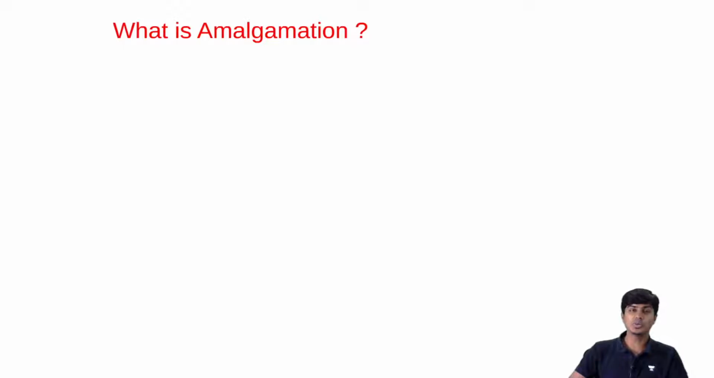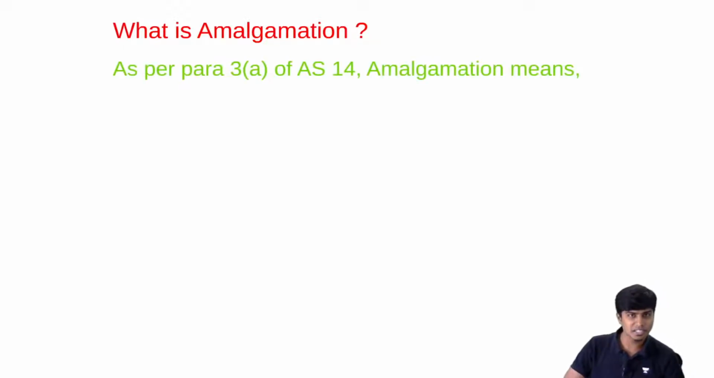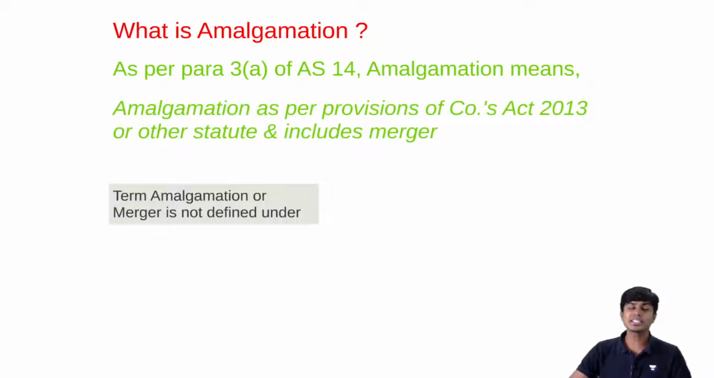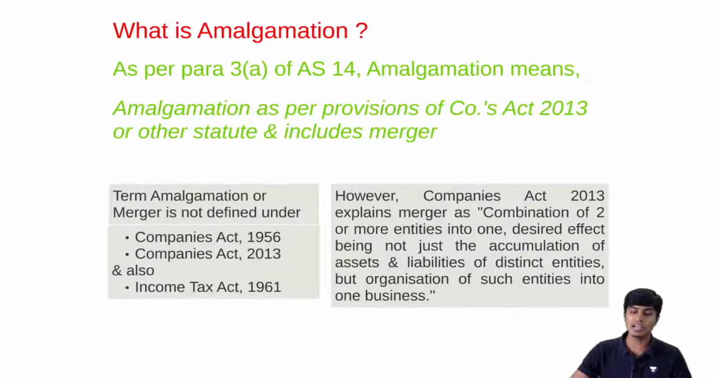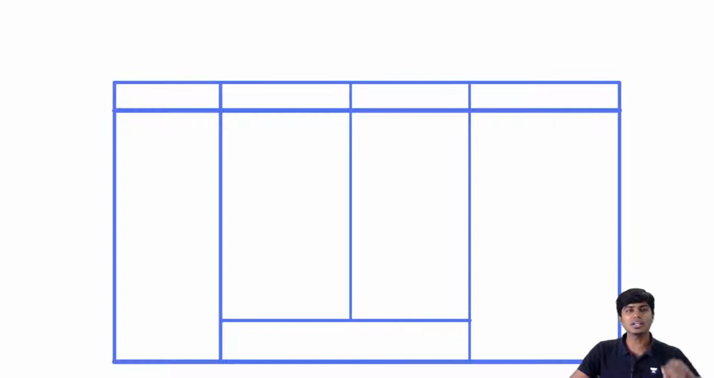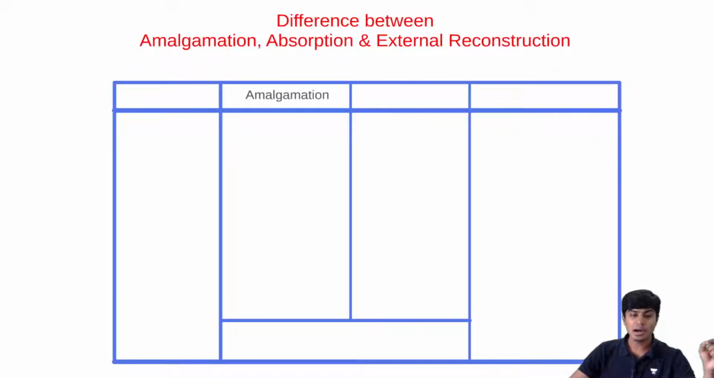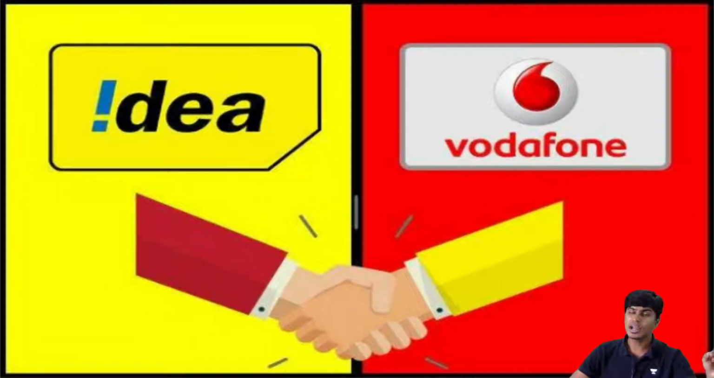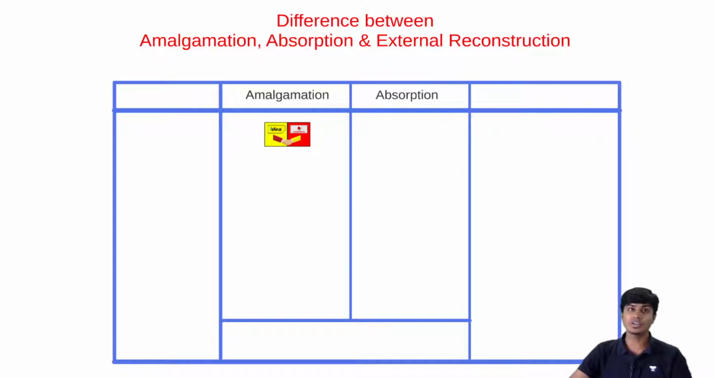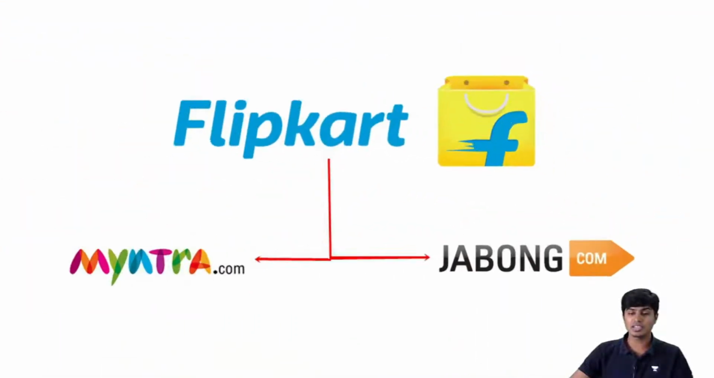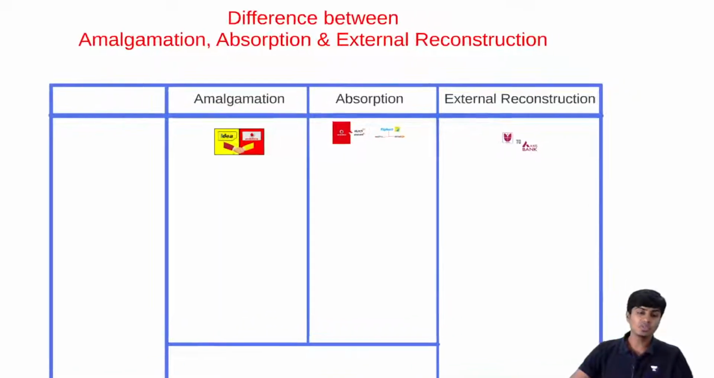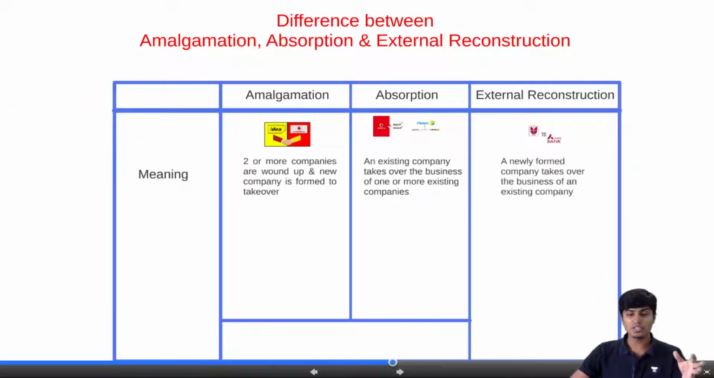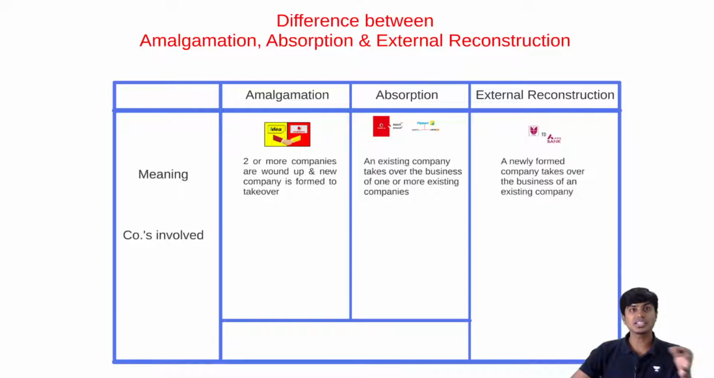After that I asked you what is amalgamation. I told you AS 14 doesn't define amalgamation. Then we said that AS 14 gives reference to the Companies Act. The Companies Act doesn't define but explains what amalgamation means and what it includes, meaning that it also includes merger. Then we went on to understand the difference between amalgamation, absorption, and external reconstruction. For amalgamation, Vodafone Idea was the example. Then we understood absorption, and then the case of external reconstruction, so the meanings of each of these three types.